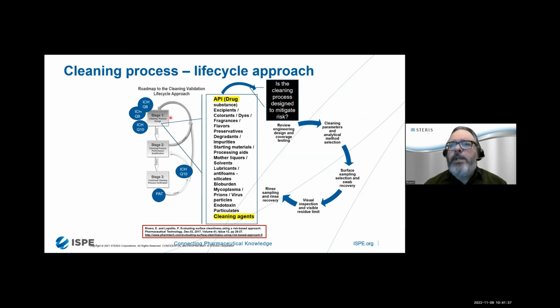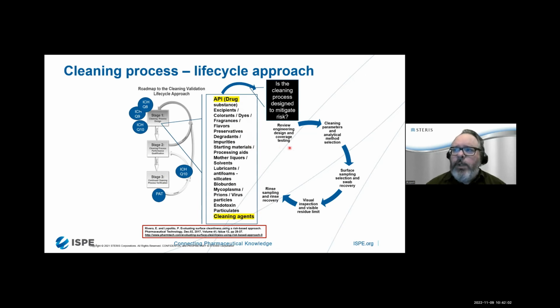So we have the different stages of the cleaning validation on your left, and we have a list of potential hazards associated with the product. Obviously, active ingredient, API, is up there on the top. Cleaning agent I highlighted on the bottom. Those are two things we normally think about, but there's an awful lot of things in between that could be a worry.